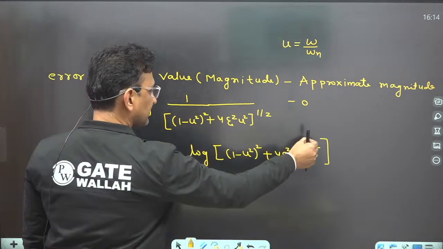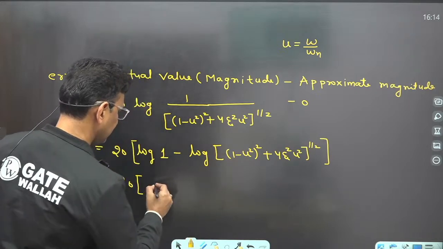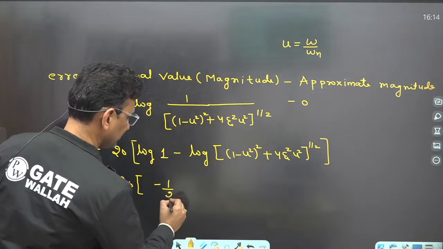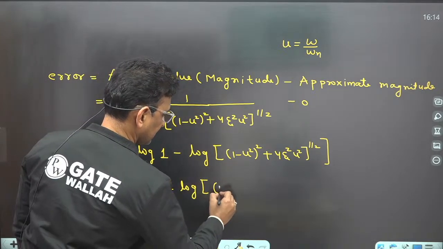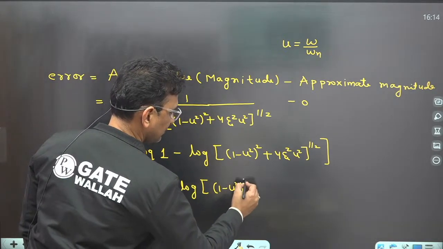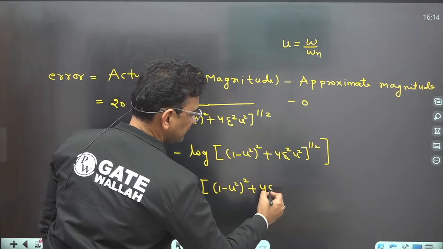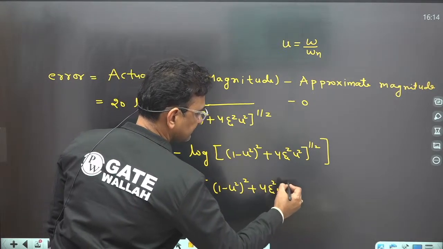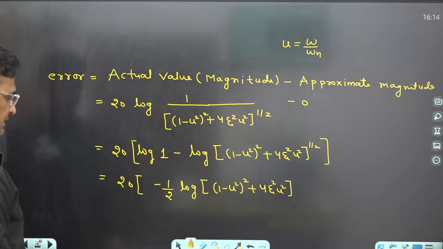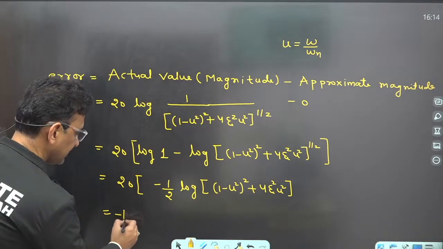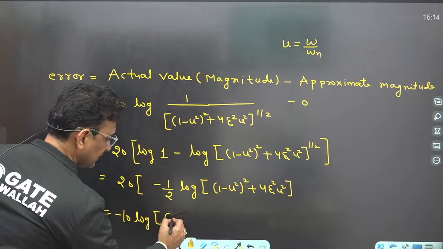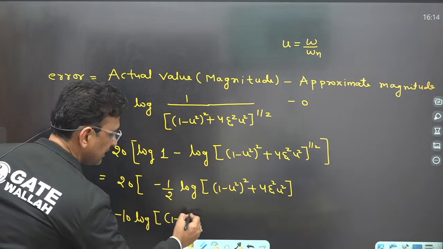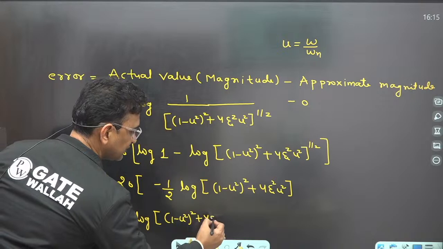Log x raised to the power n is n log x. So it will be minus 1 upon 2 log of (1 minus u square) whole square plus 4 zeta square u square. So it becomes minus 10 log of (1 minus u square) whole square plus 4 zeta square u square.